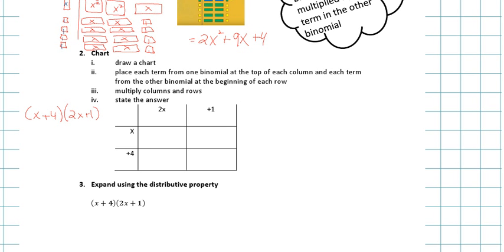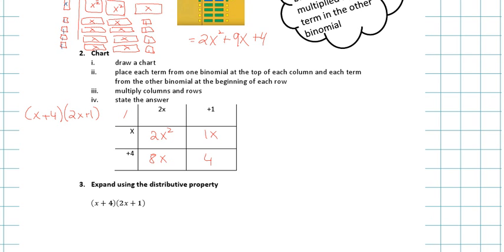So you're going to multiply. So x times 2x gives me 2x squared. Remember, I'm multiplying. x times 1 is x, 4 times 2x is 8x. Remember, I'm multiplying. 4 times 1 is 4. So remember here, there is a multiplication.